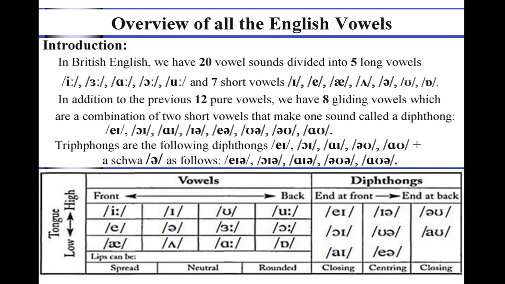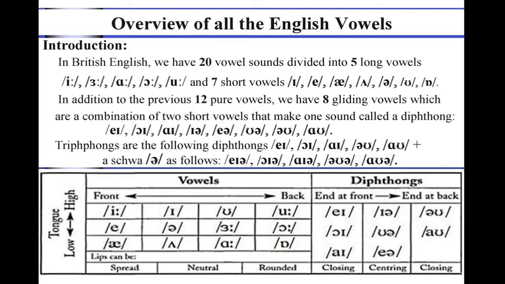In addition to the previous 12 pure vowels, we have 8 gliding vowels, which are a combination of 2 short vowels that make one sound called a diphthong. Triphthongs are the diphthongs plus a schwa.